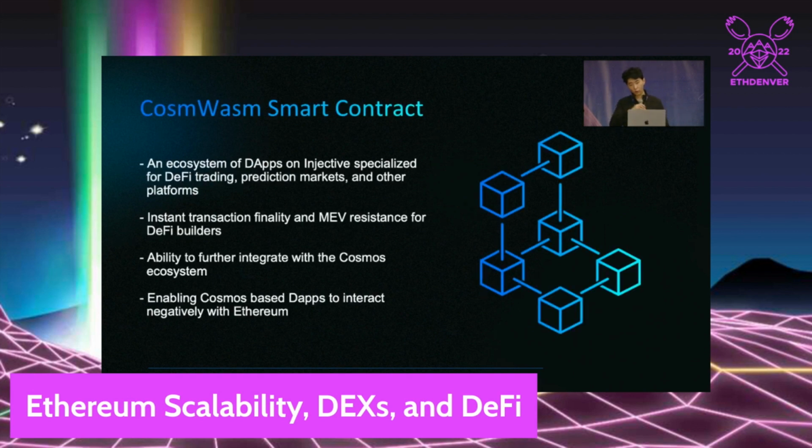So overall, at the end of the day, Injective is still an application-specific, or ecosystem-specific, chain. For the Cosmos smart contracts, it's mainly going to be about DeFi applications that utilize the order book infrastructure. It encourages an ecosystem of decentralized applications on Injective, focusing on DeFi trading, prediction markets, and other cool DeFi wizard stuff. With the help of instant finality and also MEV resistance, I always get that wrong for some reason, it creates a much safer environment for DeFi builders, and the possibilities are immense.